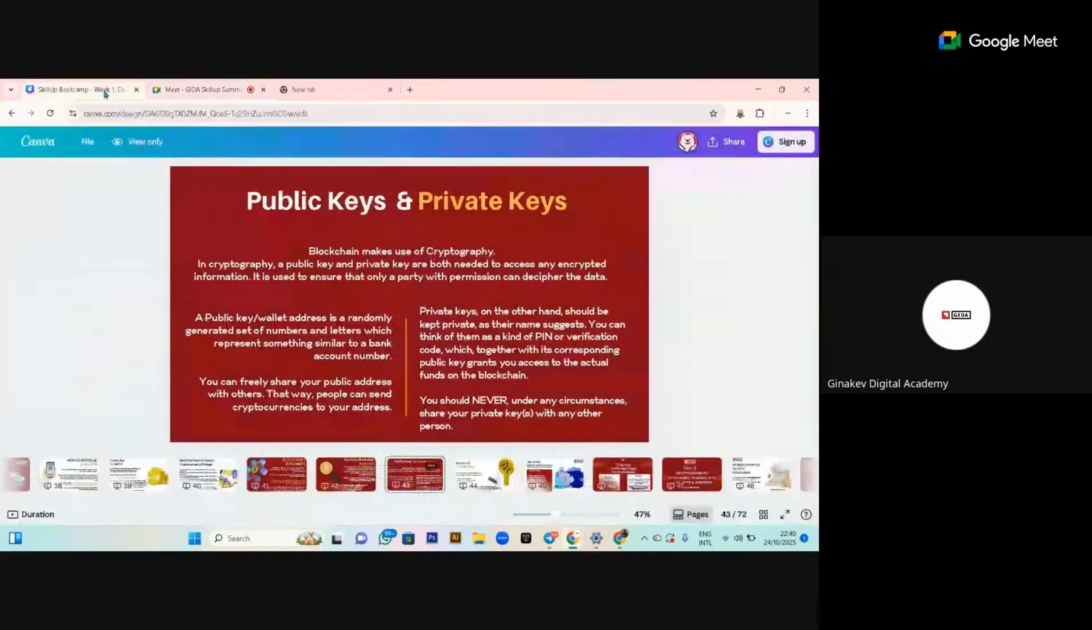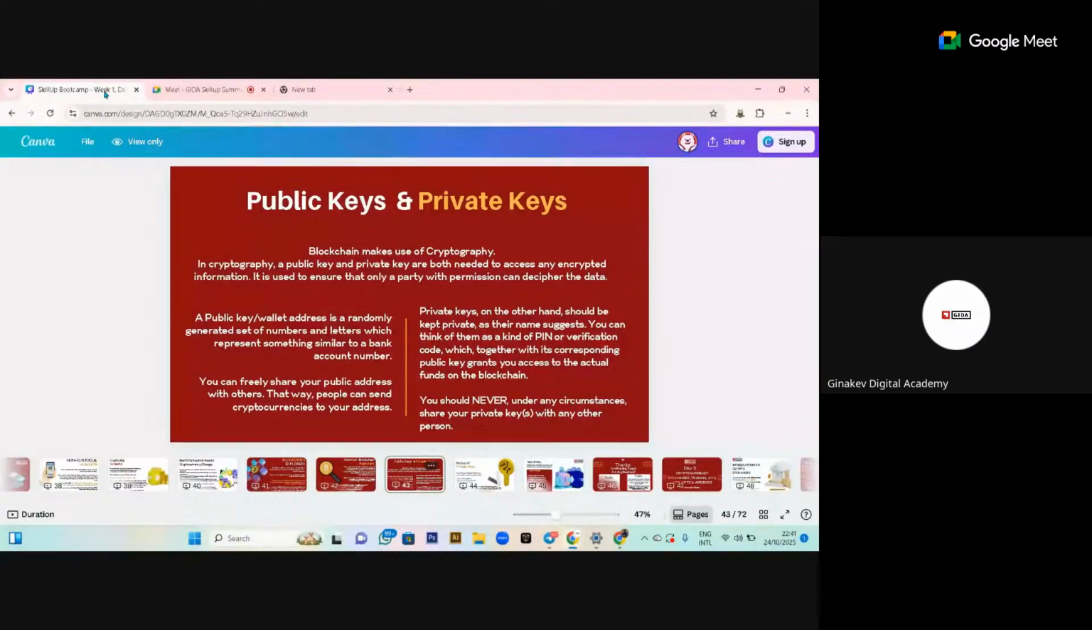So, public keys and private keys. Now, what is even a public key and what is a private key? It's very simple. A public key is the key that the public can see, while a private key is the key you're supposed to keep to yourself, because if people outside see it, it's going to have an issue. A public key address is a randomly generated set of numbers and letters which represents something similar to a bank account number. You can freely share your public address with others. That's the way people can send cryptocurrencies to your address.